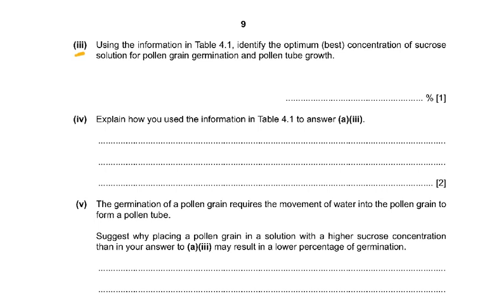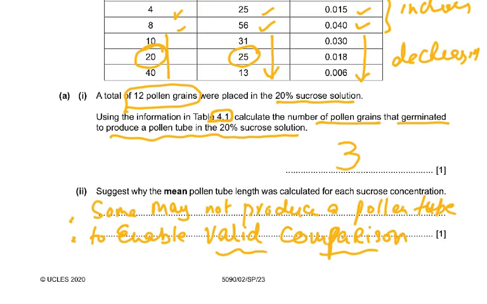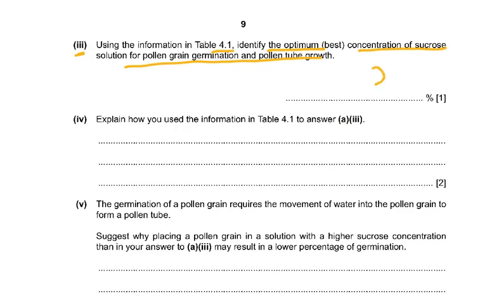Then part 3 of the question: using the information in table 4.1, define the optimum concentration of sucrose solution for pollen grains germinating. Let's look at this. Optimum here, the highest was this, so this would be 8%. But the percent is written. Sometimes if they didn't write the percentage, then this would have been for 2 marks, one for 8 and one for the units, but the percentage is written here, so they expected you to just write that.